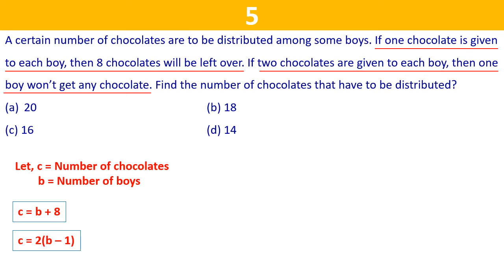Now we see that the left hand side of both equations is the same. So we can equate the right hand sides. So B plus 8 is equal to twice of B minus 1. And solving this equation, the number of boys will come out to be 10. It is asked in the question to find the number of chocolates. The number of chocolates is 8 more than the number of boys. Hence the answer will be option B, 18.